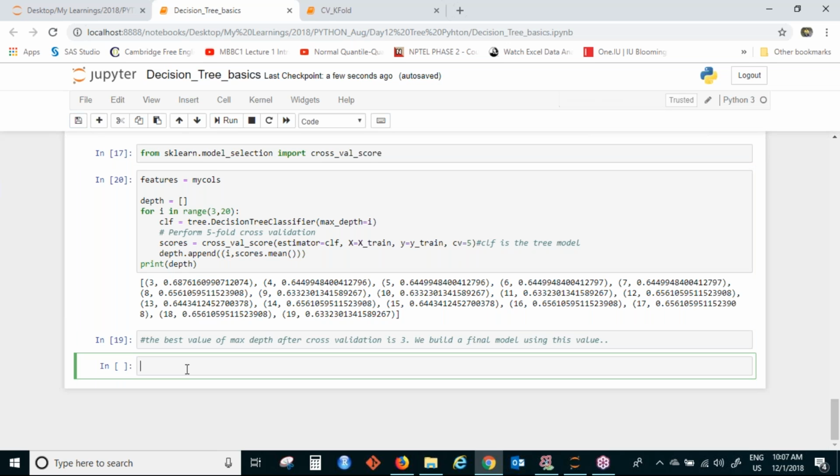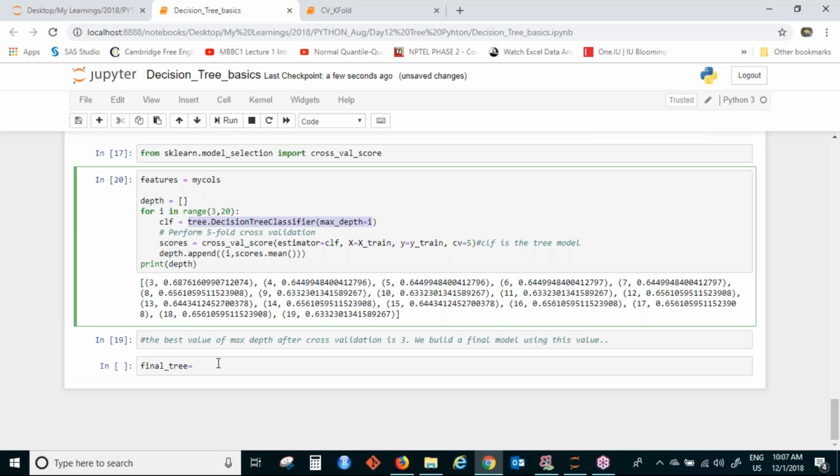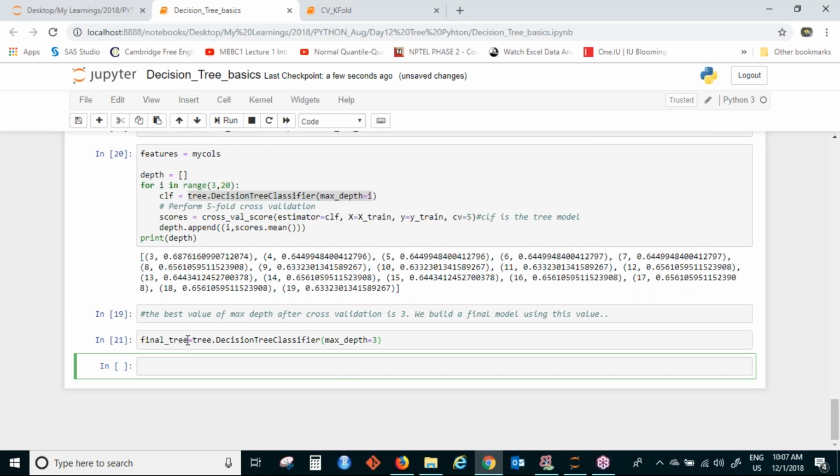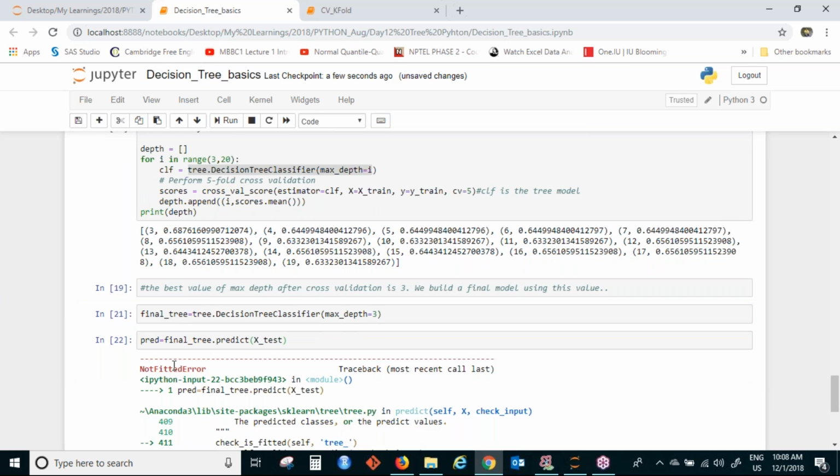So now I will build the final model. I'll call it final tree is equal to, and I'll use the same function. Max depth is equal to 3 because 3 is giving me the best value. And then I'll finally use this for prediction. So let me call it pred is equal to this dot predict, and then I will pass the x of test data to make a prediction. So my predictions is done.